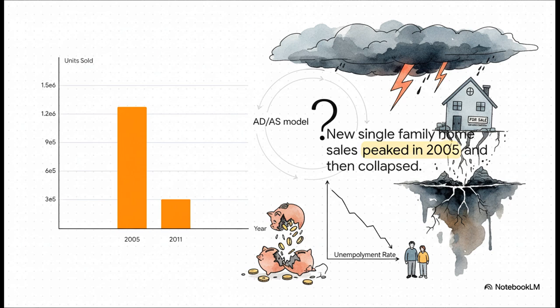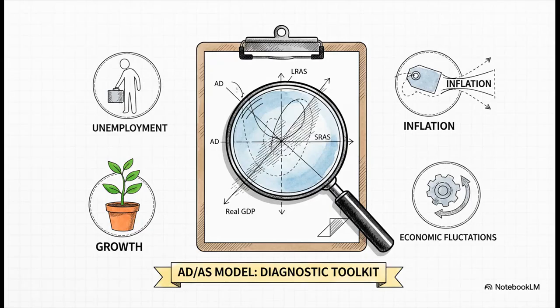To really get our heads around how one sector can do so much damage, we need a better way to see the big picture. And this is it. This is our tool, the Aggregate Demand/Aggregate Supply model, or AD/AS for short. Think of it as our diagnostic kit for the whole economy. It's what helps us see how growth, unemployment, and inflation are all connected, all at the same time.